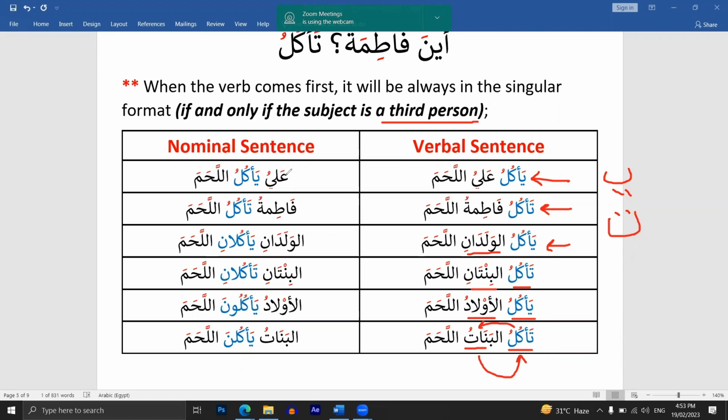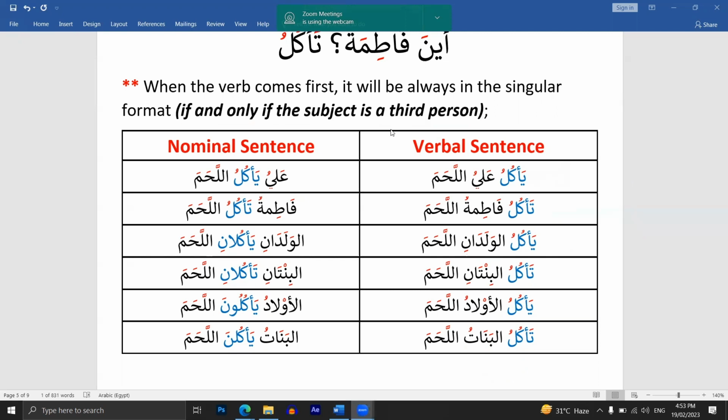If we exchange between the subject and the verb so that we make the sentence a nominal sentence, in this case we will have to conjugate the verb. علي يأكل، فاطمة تأكل، الولدان يأكلان اللحم، البنتان تأكلان اللحم، الأولاد يأكلون اللحم، البنات يأكلن اللحم. Okay, this is only happening when we begin with the verb and at the same time the subject is a third person as I indicated here.